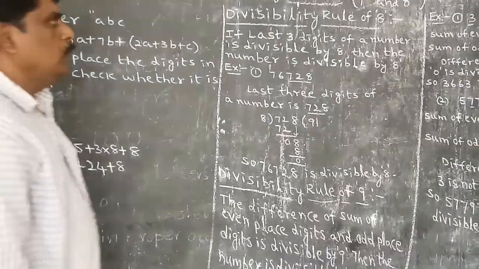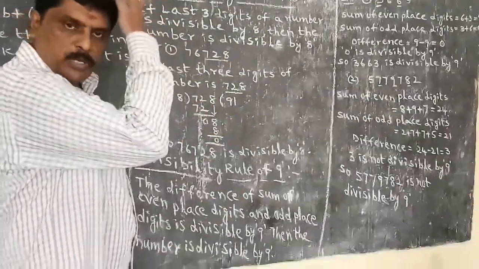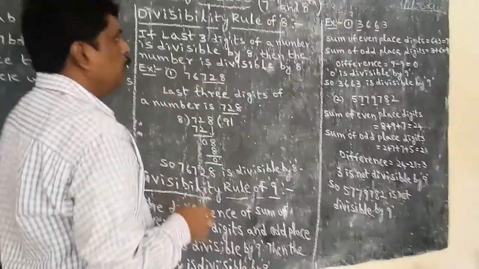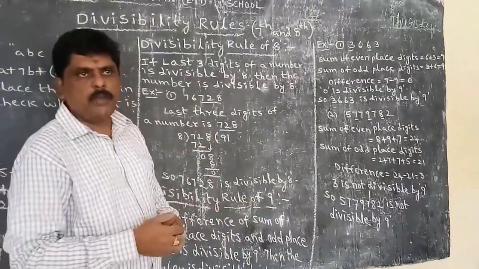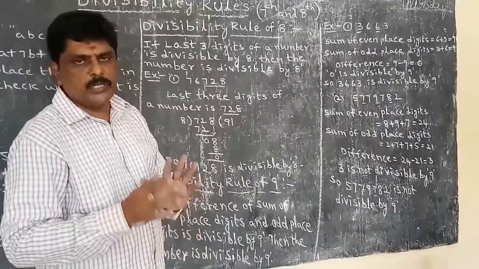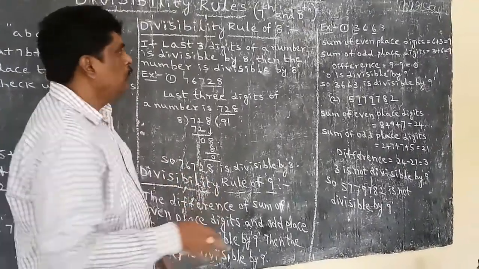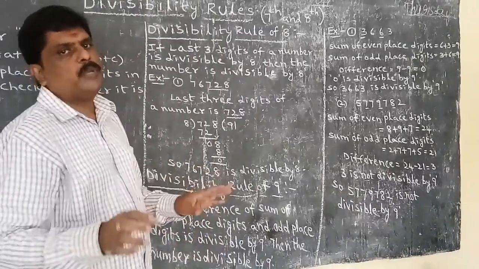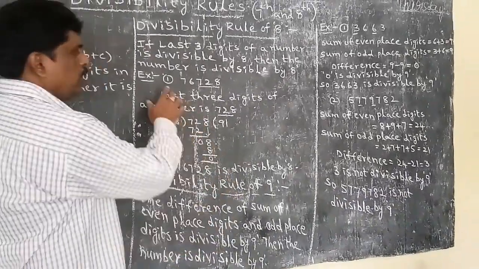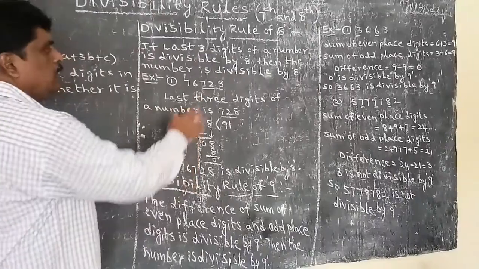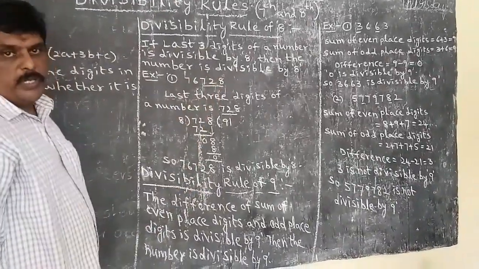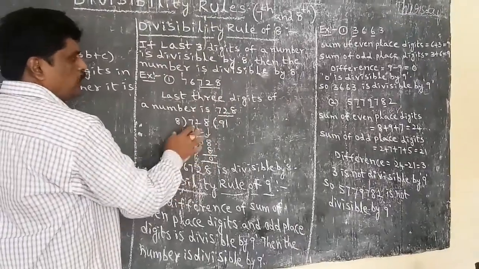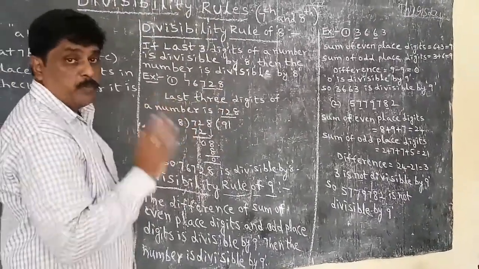Then another divisibility rule you have to learn is the rule of 8. In the divisibility rule of 8, you have to check whether the last 3 digits are divisible by 8 or not. If the last 3-digit number is divisible by 8, the total number is divisible by 8. I have given one example for you. Here is 76,728. The last 3-digit number is 728. So you have to check whether 728 is divisible by 8 or not.